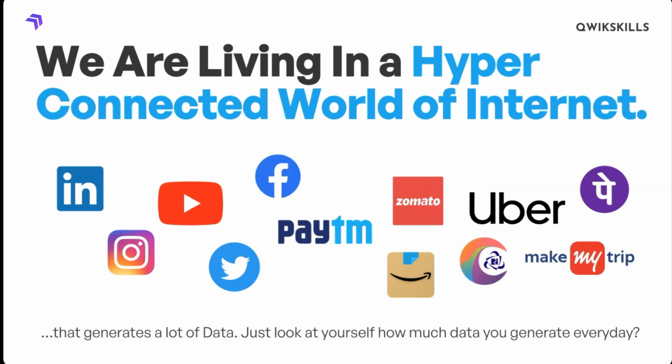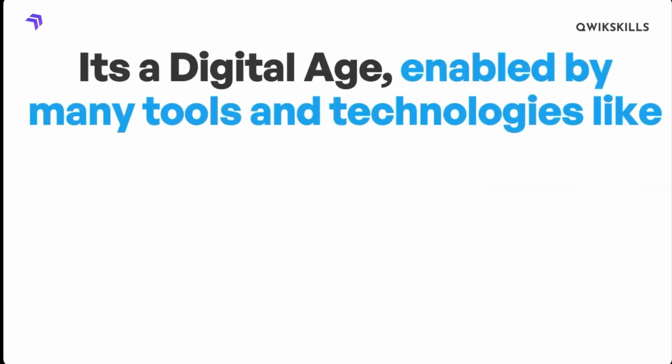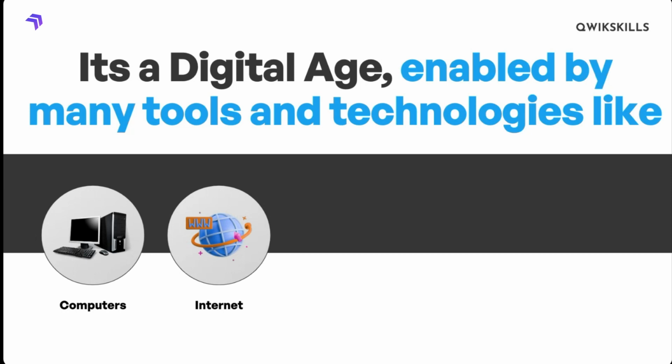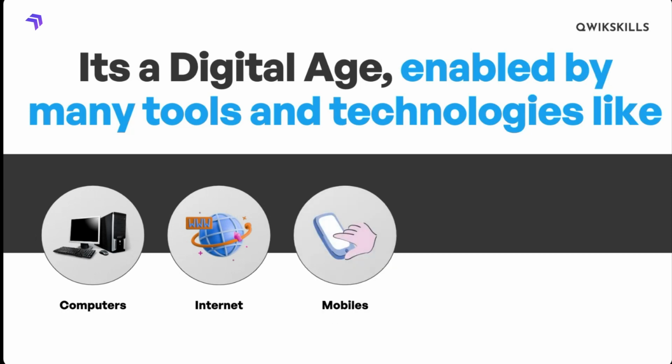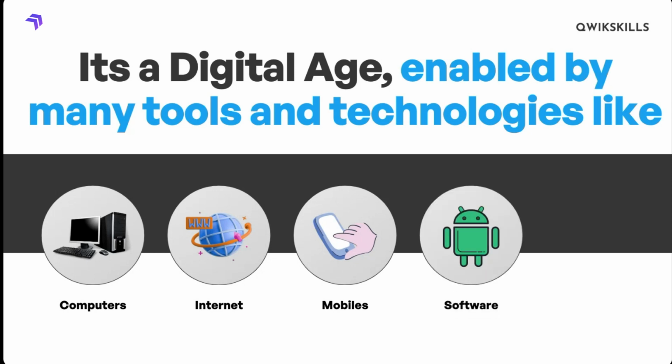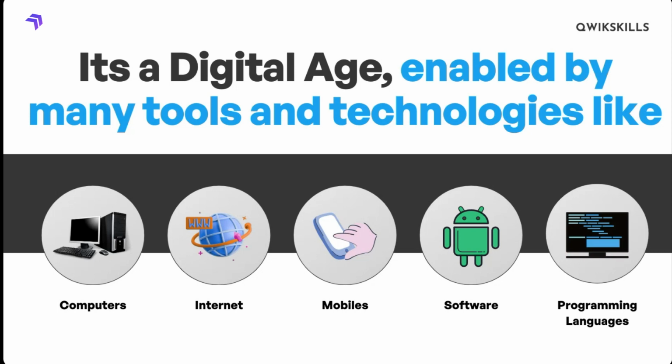Right, everyone? So moving further, it's a digital age which is enabled by many tools and technologies. We talk about many tools and technologies like computers, the internet, mobiles, a lot of services, software being deployed on mobiles, and programming languages. Ultimately the code you're writing is in the form of software or programming language, because our computers understand programming language.